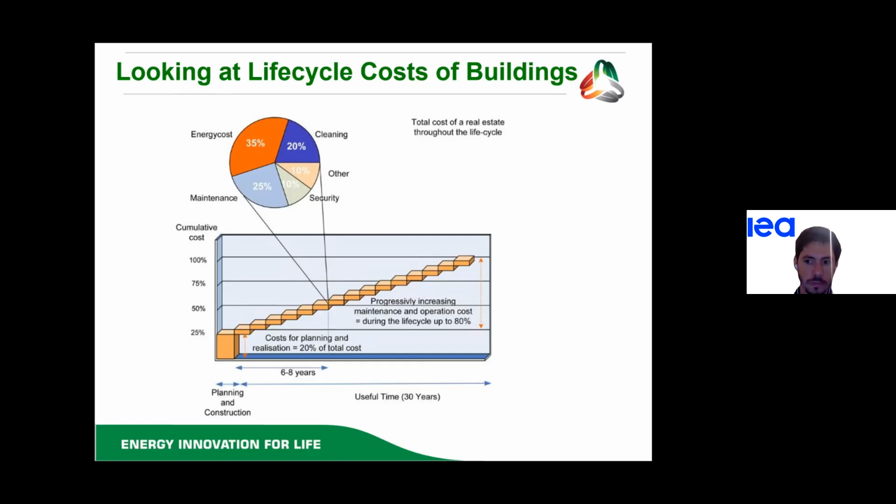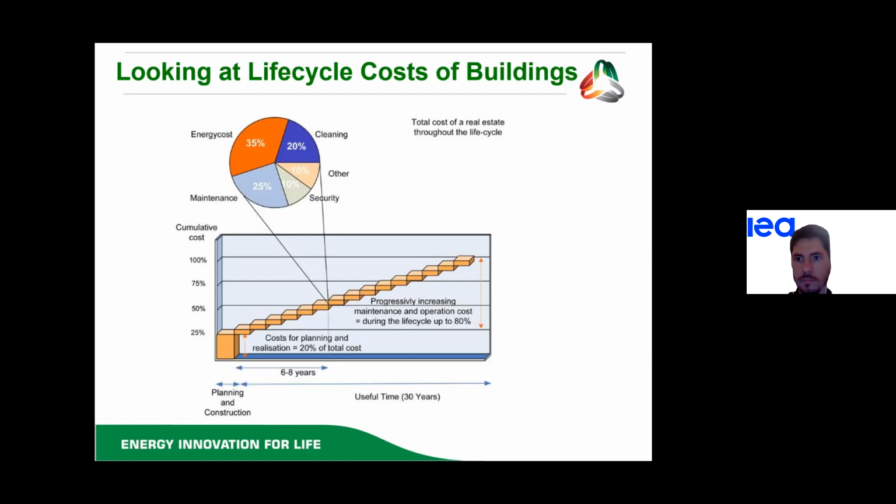You might also say that typically in South Africa, the energy cost in a building makes up around about 35% of the cost. Maintenance costs 25%, and then you have other areas like cleaning and security and so on. The energy costs and maintenance costs over the life cycle of a building, and many buildings obviously stand for longer than 30 years.